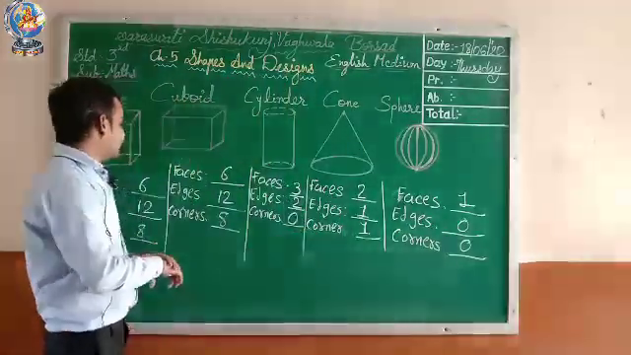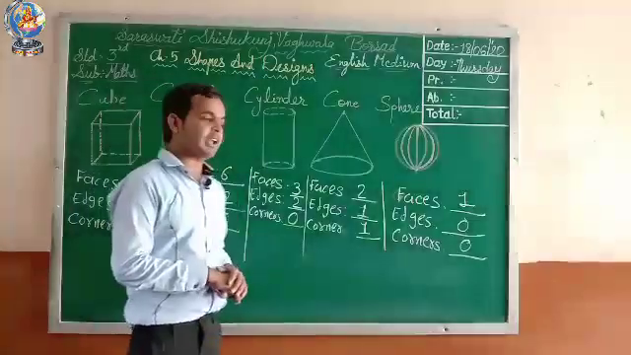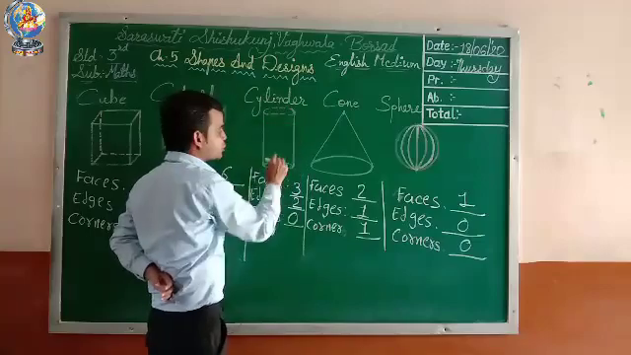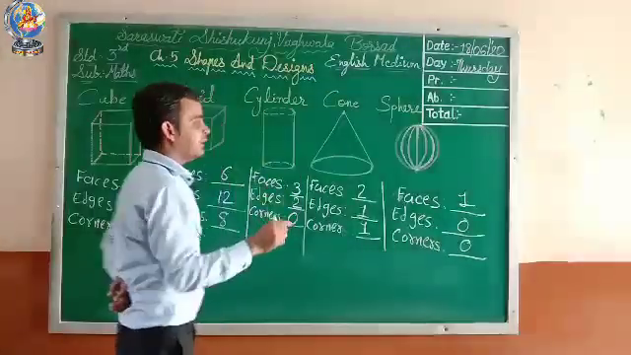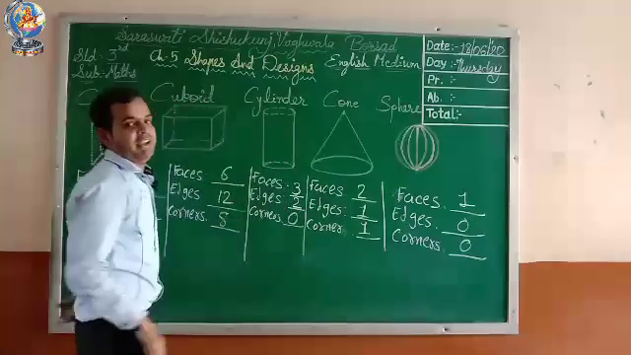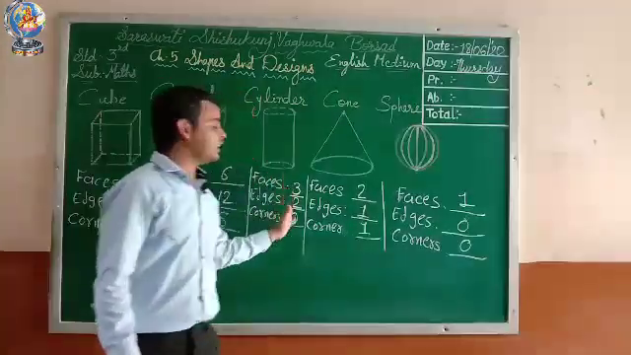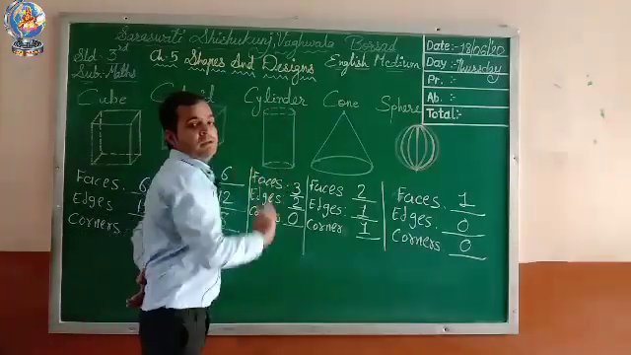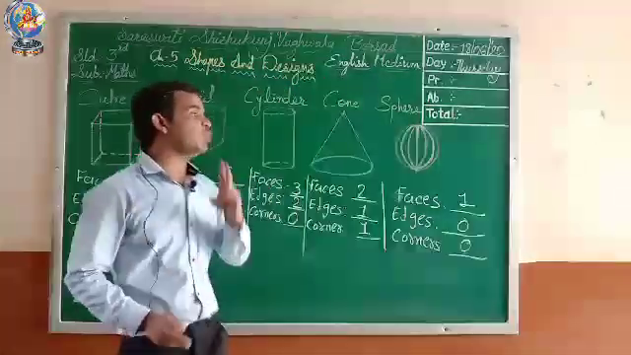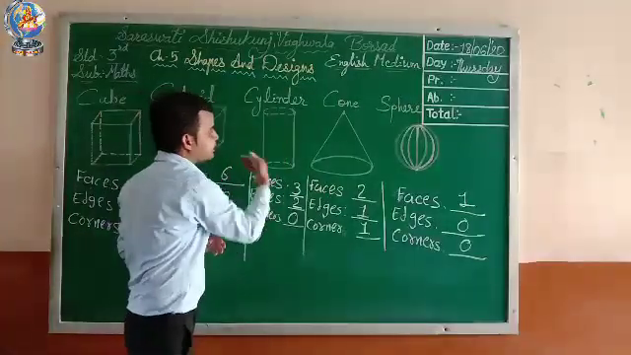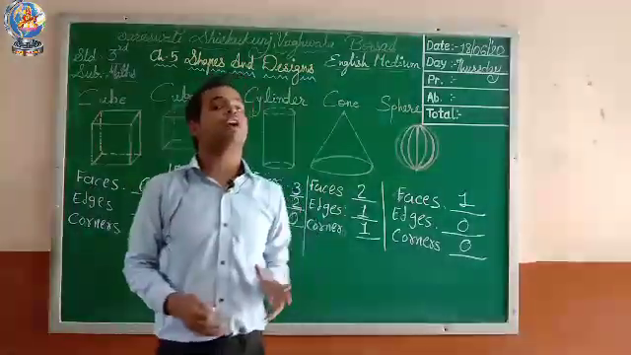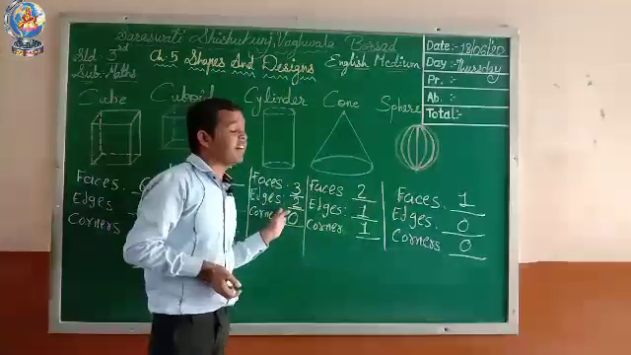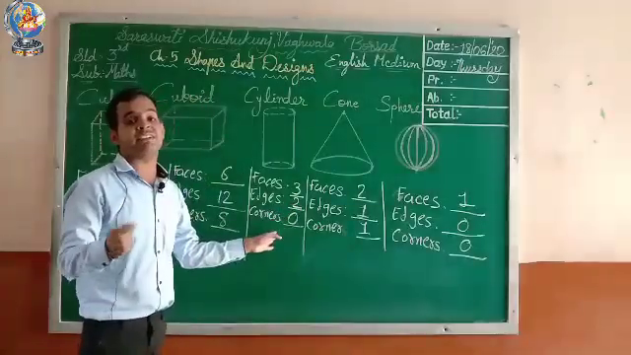Understood about that? Now let's discuss the cylinder. How many faces? Here I have written 3: two circular faces and one curved face. So the cylinder has 3 faces. Now how many edges? Notice the edges of the cylinder faces, which means there are 2 edges. Is there a corner here? No. Why? Because a corner needs 3 edges to meet. Here our edges are 2, which means corners are 0.